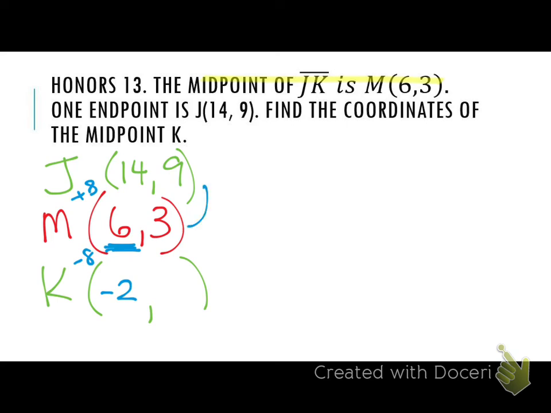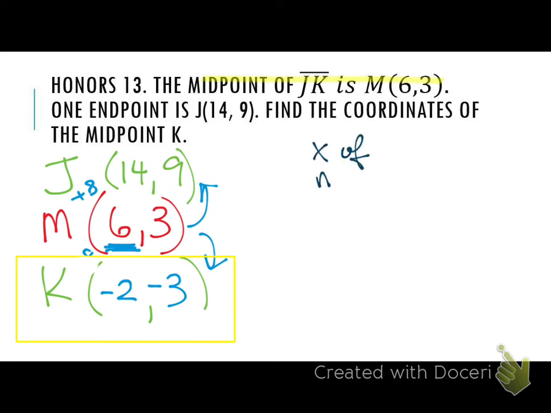All right, and then the next one, how far apart is 3 from 9? It's up 6. So then to go the other way, we want to go down 6, which would be -3. So K is (-2, -3). There is a math way to do it if you don't like this way. How do we find the X of the midpoint? What's the process? Well, we add the X's, right? And divide by 2, yes?